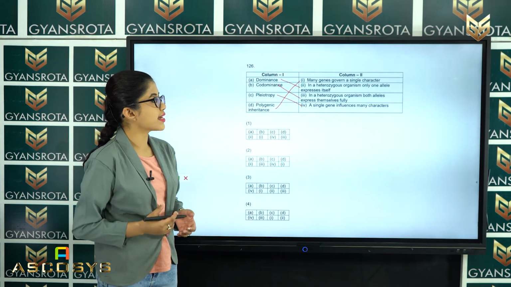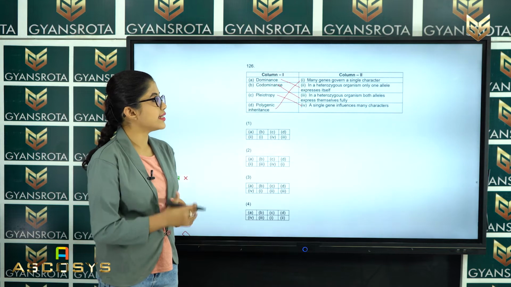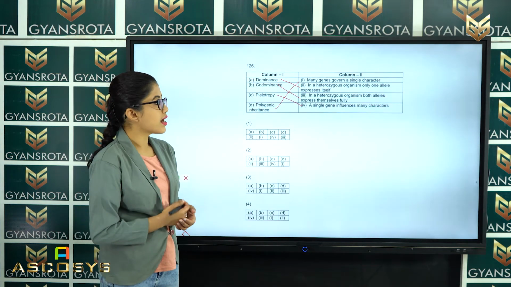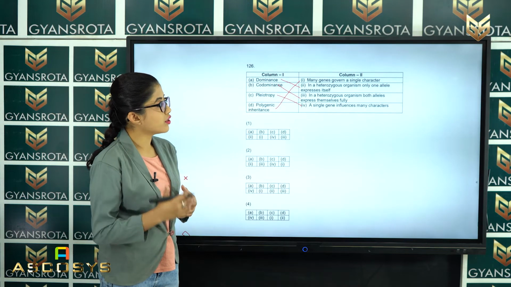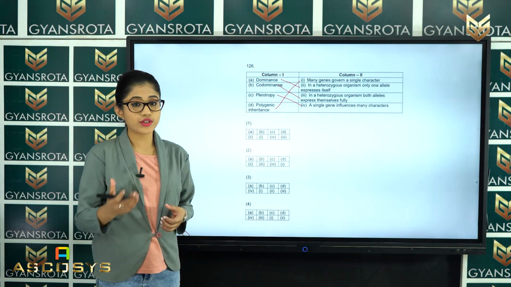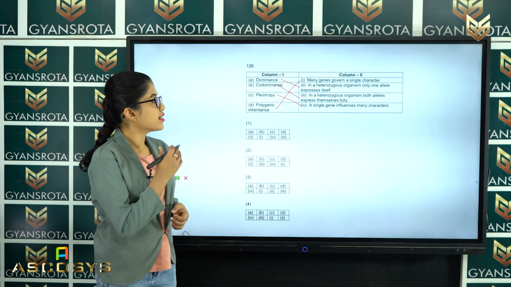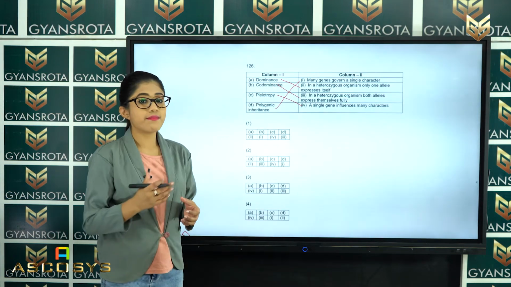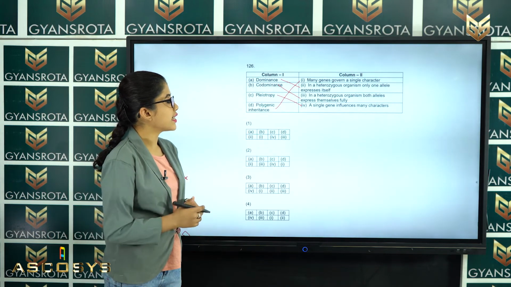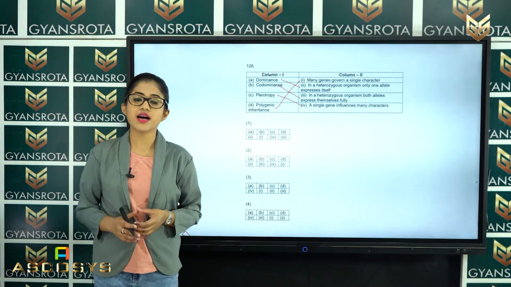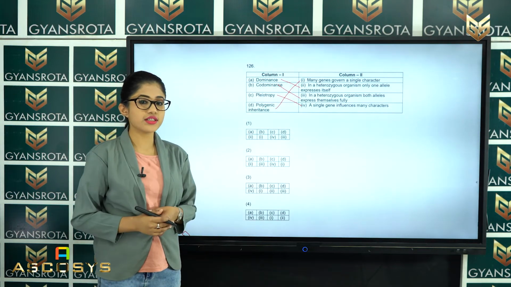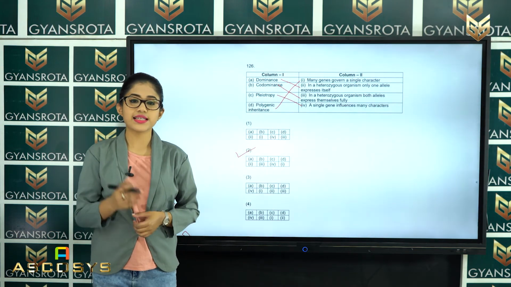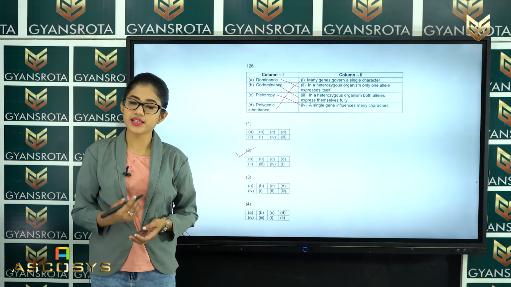So, dominance, which means in a heterozygous organism only one allele expresses itself, that is called the dominant, and the next is the codominance, that in a heterozygous organism when both the alleles express themselves fully, you can take the example of human blood group, that is the codominance, and the pleiotropy which means a single gene influences many characters, and the fourth is polygenic inheritance, which means many genes govern a single character. So, these are the correct definitions. So, among these four options, option number 2 is correctly written. So, this is the correct answer of this question. Now, let us move on to the next question.